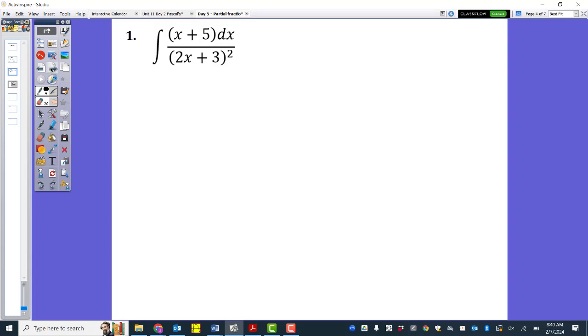If we do that, we end up with, split this up, a over 2x plus 3 plus b over 2x plus 3 squared. And now we want to try and get the common denominator, and really we just need the numerators, so we want x plus 5 to equal a times 2x plus 3, because we need a common denominator, plus, well, b doesn't need anything to get a common denominator, so it's by itself.